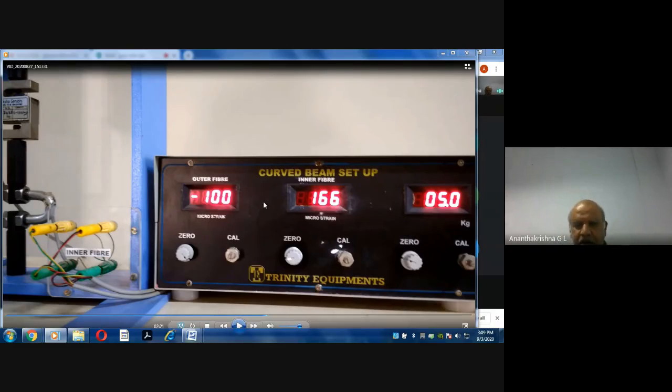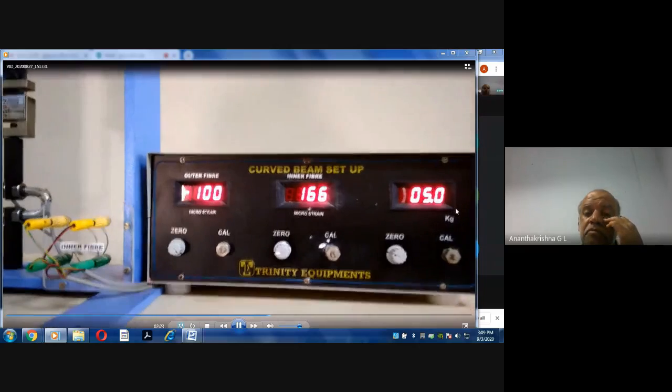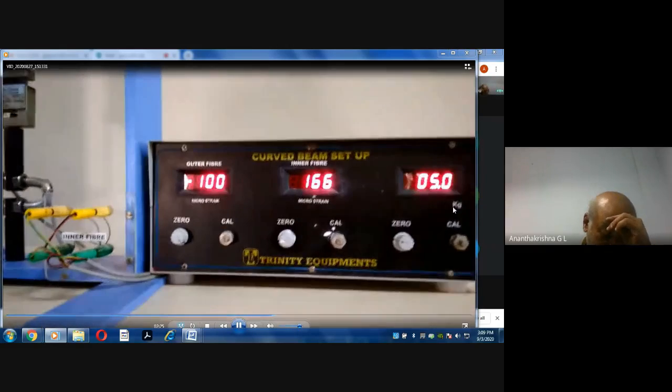Are you there with me? Note down these values. For 5 kgs, inner fiber strain is 166 into 10 power minus 6, and for outer fiber it is minus 100 into 10 power minus 6.